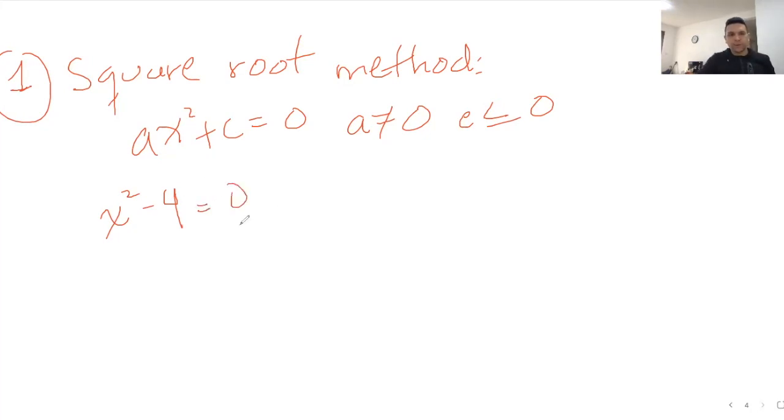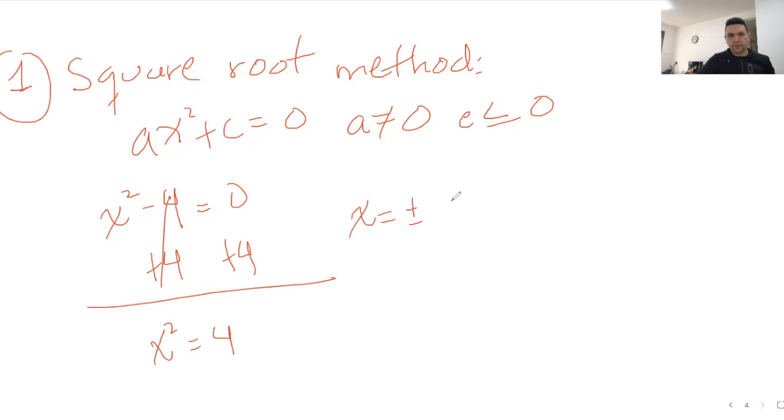And then to solve this, we're just going to isolate our x. So we add 4 to both sides, and then this will cancel out, and we get x squared equals 4. And now we take the square root of both sides, and we get x equals plus or minus the square root of 4. And this is the same as x equals 2 or x equals negative 2, right? So that's the square root method.